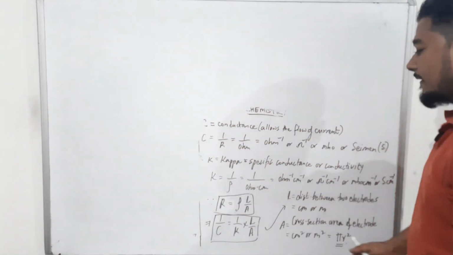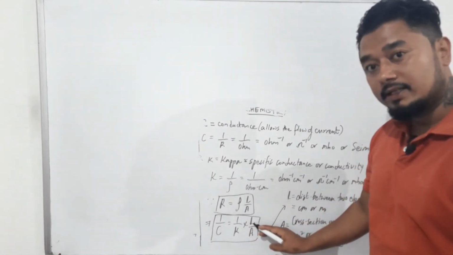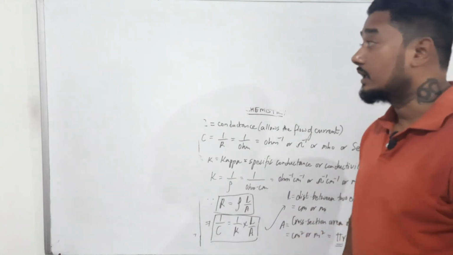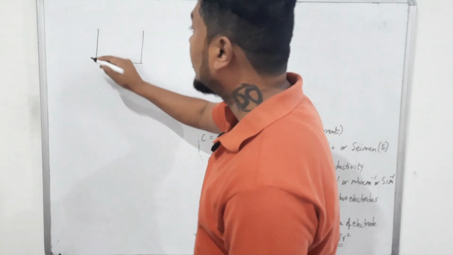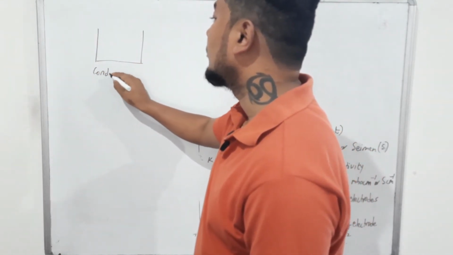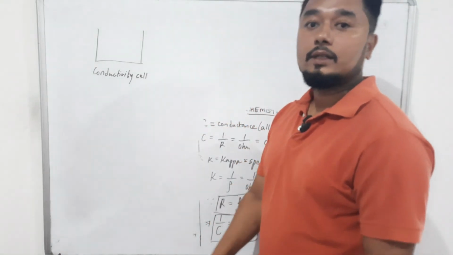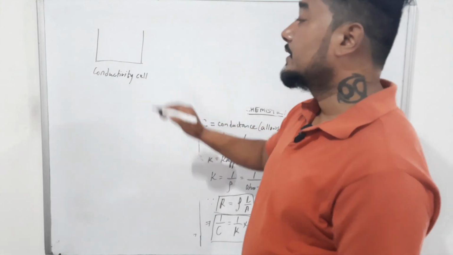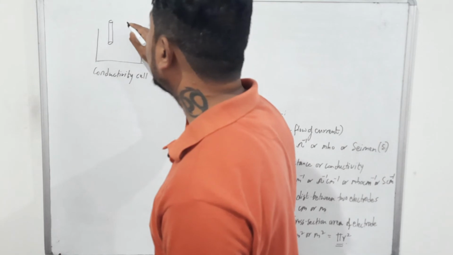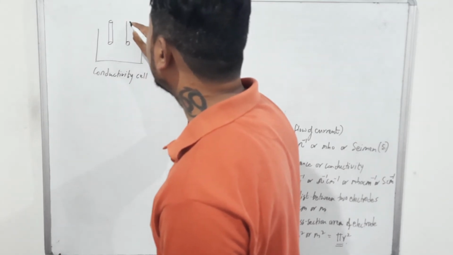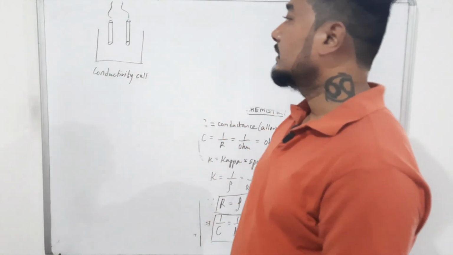Okay students, now check this formula properly. As I said, this is the distance between two electrodes, and this is the cross section area of the electrode. The cell in which we observe conductivity or conductance is called a conductivity cell. Inside this cell, two rods are dipped, which are cylindrical in shape, and they are connected with a battery.